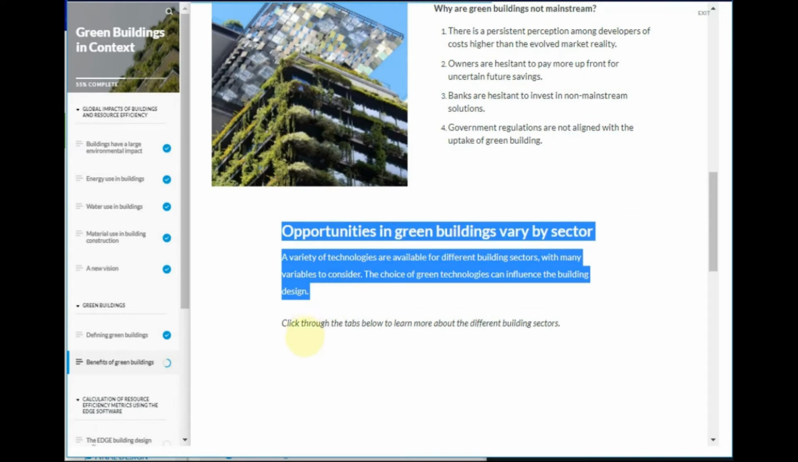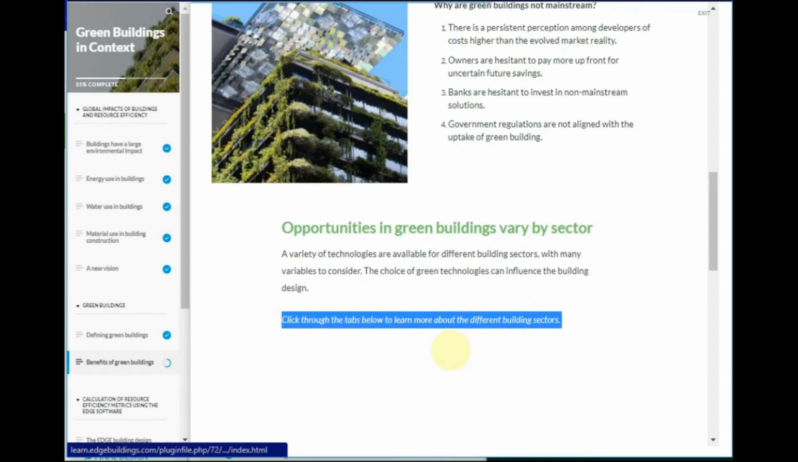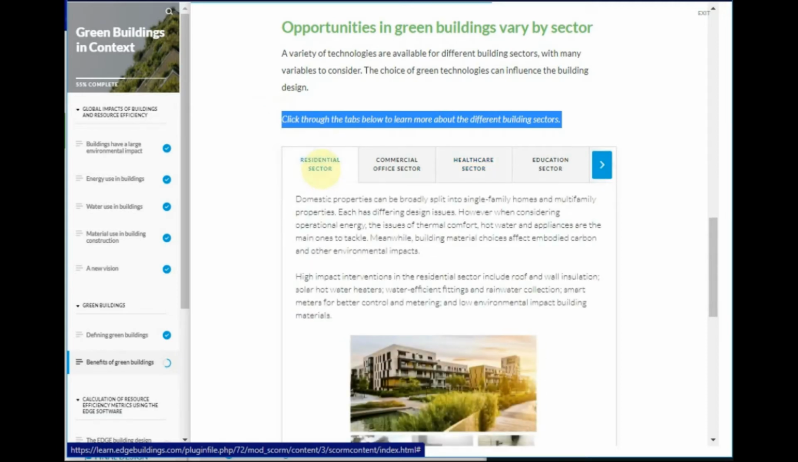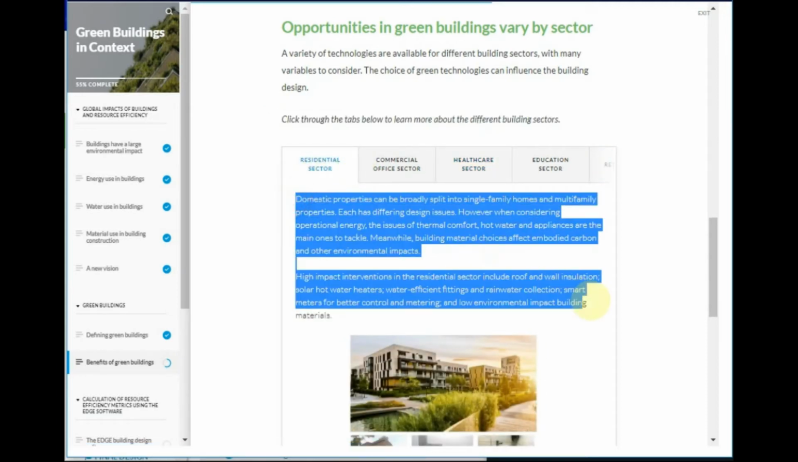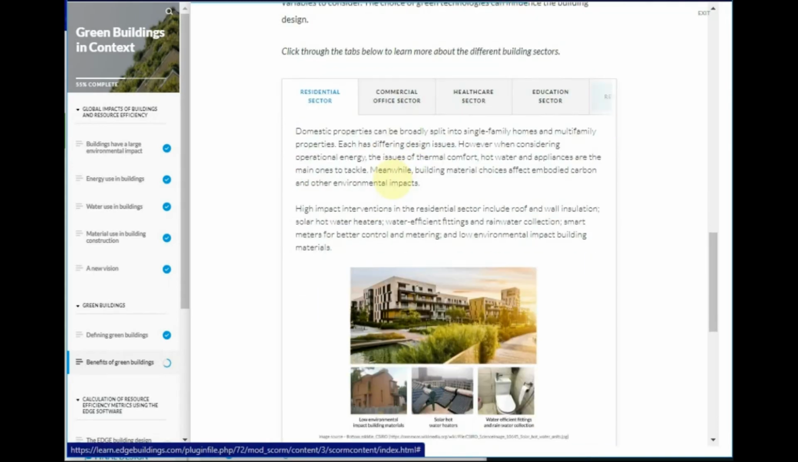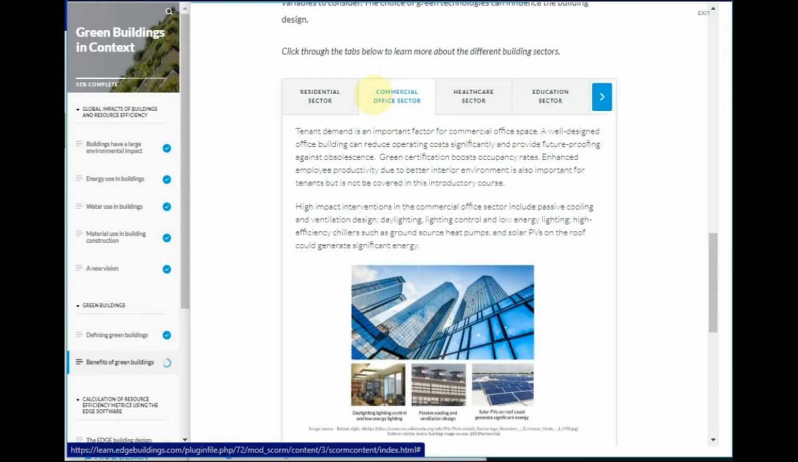Residential sector. Domestic properties can be broadly split into single-family homes and multifamily properties. Each has differing design issues. However, when considering operational energy, the issues of thermal comfort, hot water and appliances are the main ones to tackle. Meanwhile, building material choices affect embodied carbon and other environmental impacts. High-impact interventions in the residential sector include roof and wall insulation, solar hot water heaters, water-efficient fittings and rainwater collection, smart meters for better control and metering, and low environmental impact building material.